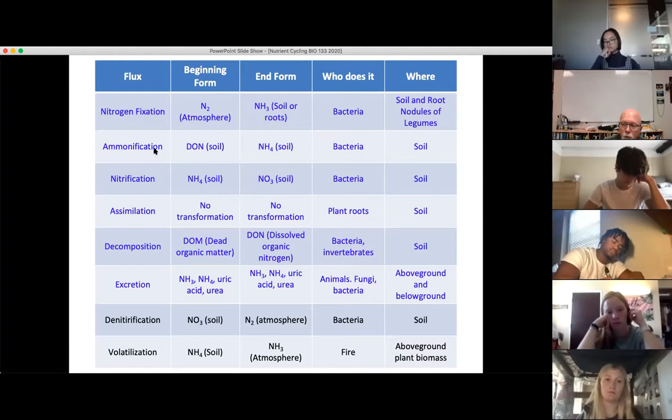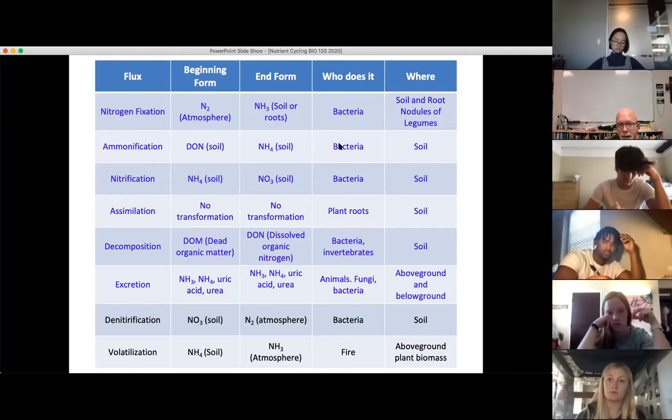Similar thing for ammonification. What do you start off with in ammonification? You start off with dissolved organic nitrogen in the soil. That gets converted into ammonium. Once again, this is done by a group of bacteria. Now, these bacteria are different from these bacteria over here. And so keep in mind that these are different taxa of bacteria doing this. And once again, this happens in the soil.